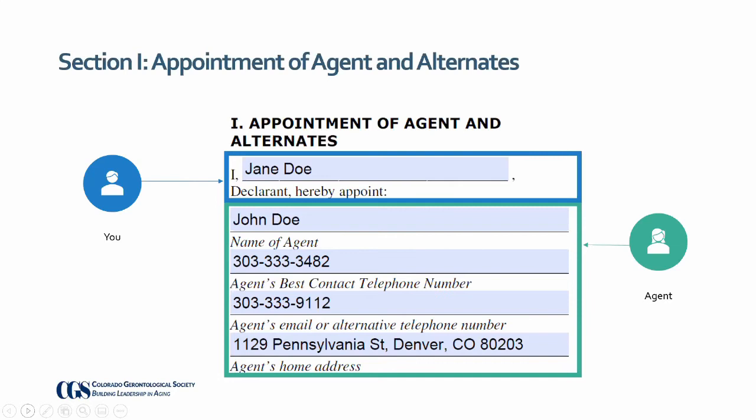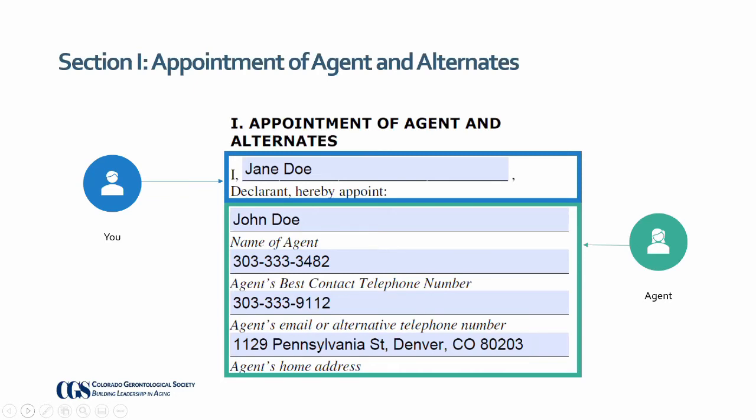The same thing applies if, instead of putting the address as we have it in front of us, we just put 1129 Pennsylvania Street. We don't know from where, right? So that's why we're going to put 1129 Pennsylvania Street, Denver, Colorado 80203. This is the society's contact information, and that's why I'm using it in this example. So make sure that the information is complete and legible.